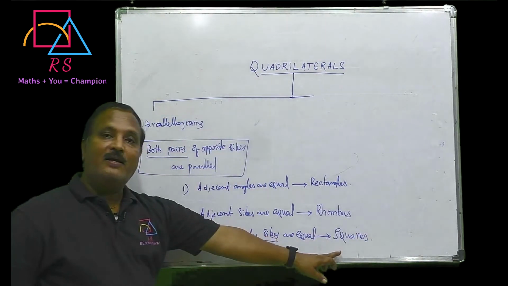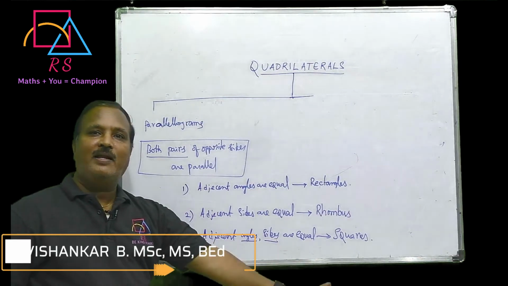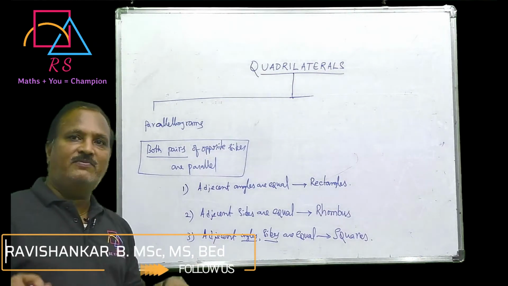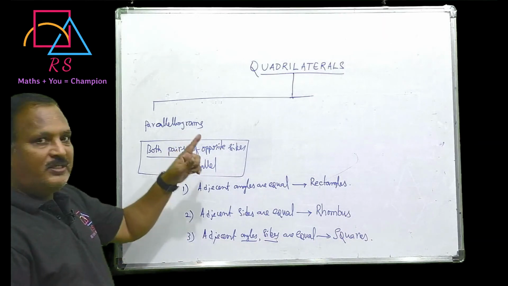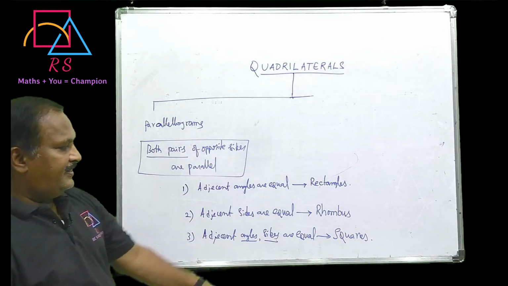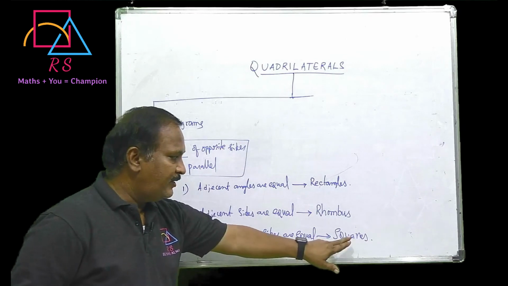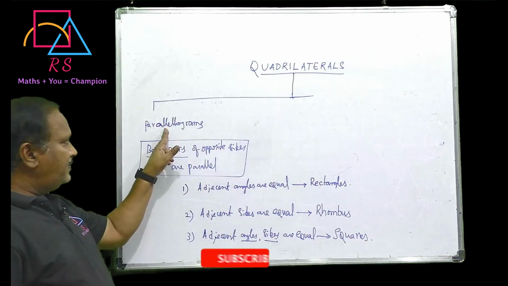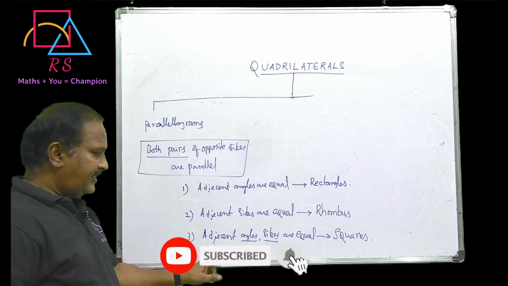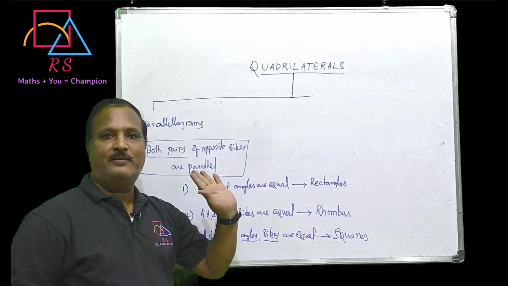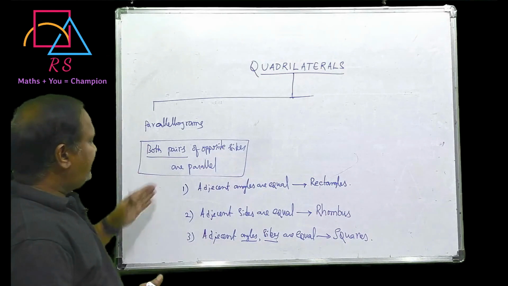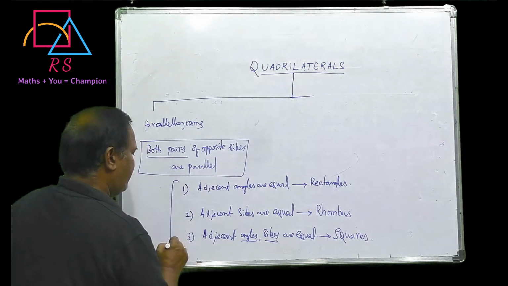So, square: all sides are equal, all angles are 90 degrees, like that you have learned. But now, in 9th class onwards, you should learn a proper definition. The definition of a square is a parallelogram in which adjacent angles and sides are also equal. These are the three types of parallelograms.